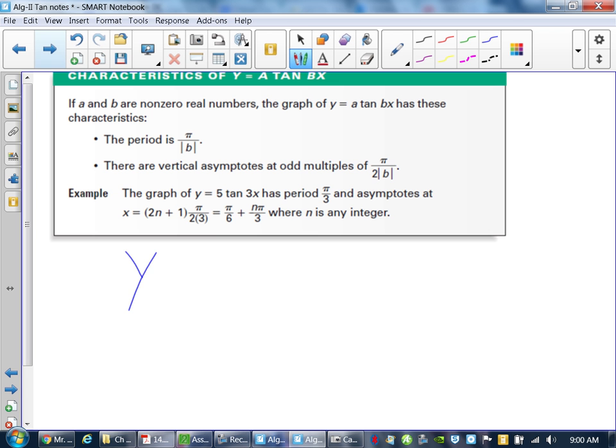So generic form, parent function of tangent: a tangent of b times x. Your a value is going to be how high up you place your pi over 4s. If your a value is 1, it's at 1. If the a value is 2, it's going to be at 2. If the a value is 7, it'll be at 7, negative 7. That's where the a values come into play.